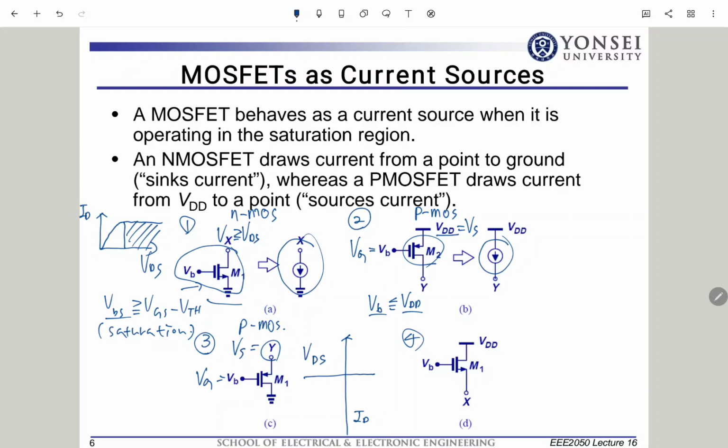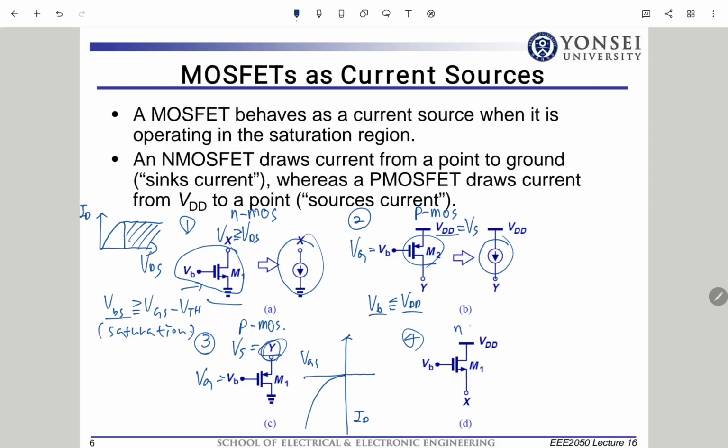Since VS is not defined, if we plot VGS versus ID, sorry about that, it is going to be varying, something like this. Do you believe that this transistor will work as a current source? No, of course not. What about the fourth case?